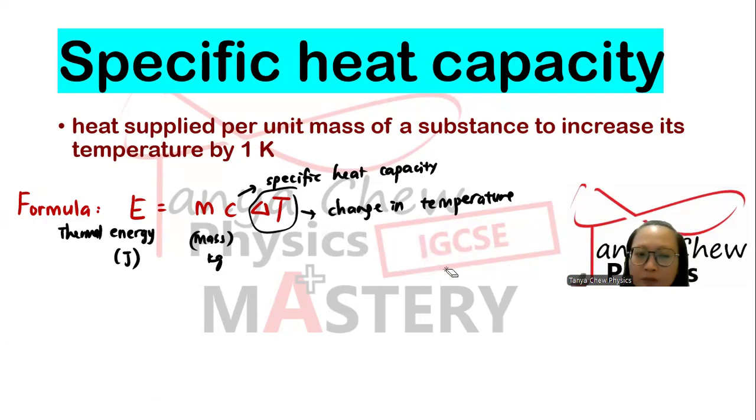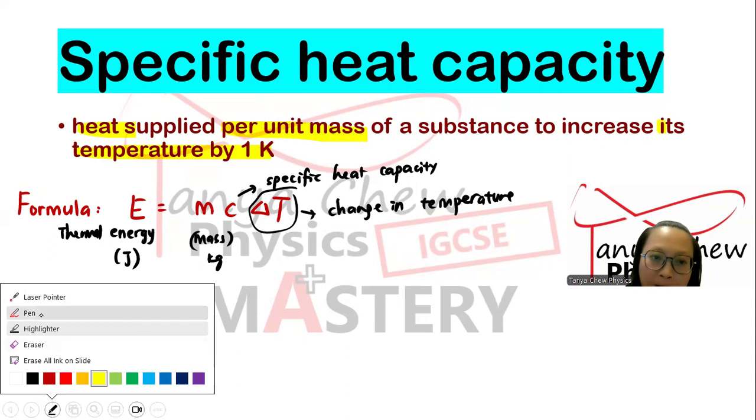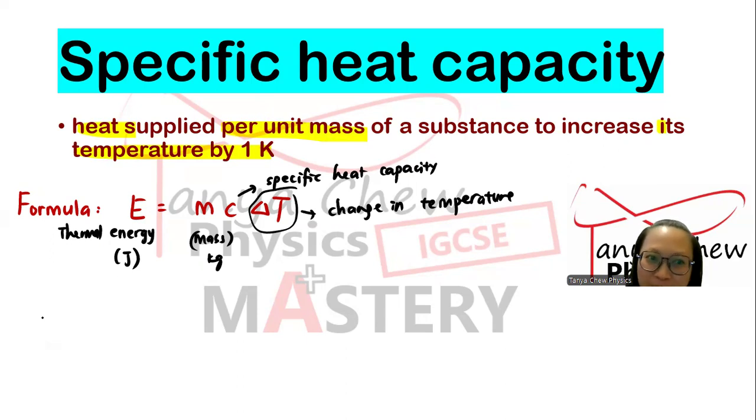Remember that. So if you can remember the definition, just check whether you get the correct definition. It is the heat supply or thermal energy supply per unit mass to increase its temperature by 1 Kelvin or 1 degree Celsius. Doesn't matter, right? But you have to remember mass must be in kilogram because the energy is in joules.